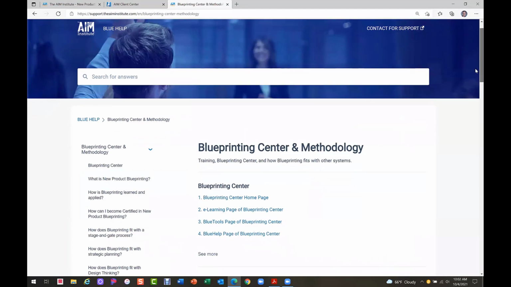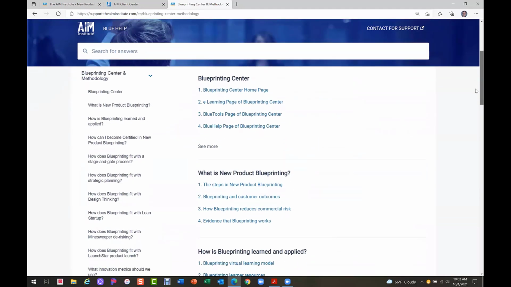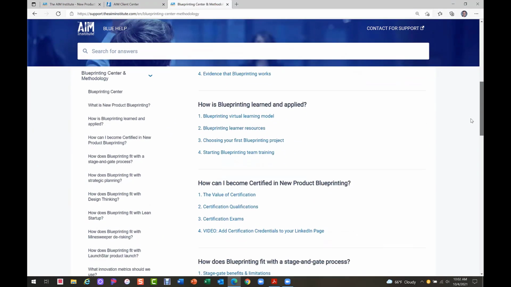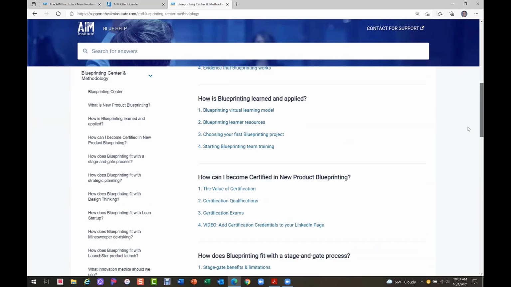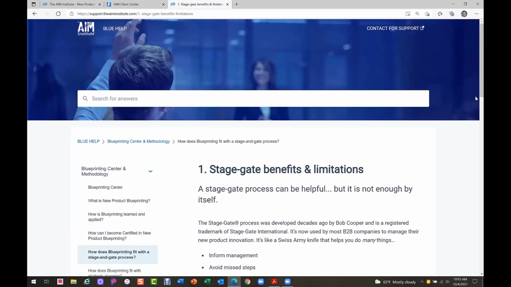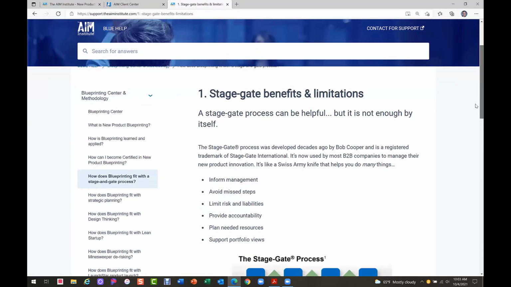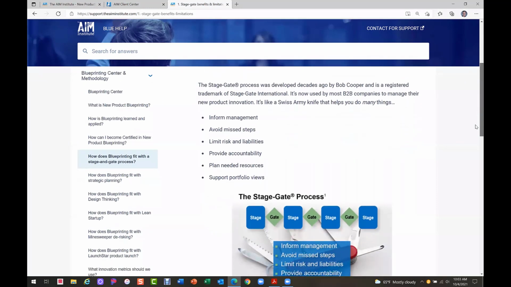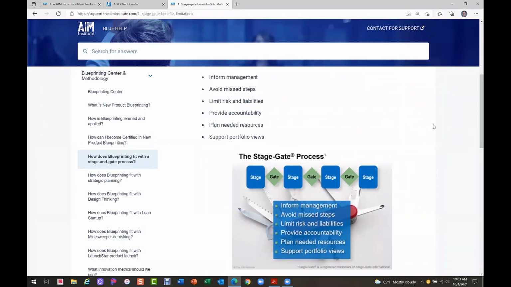So it's actually going to be in here. And as we look down the Blueprinting Center and methodology, pretty quickly, after some of this basic stuff, we get into how does it fit. And the first section we have is on the fit with StageGate. So the first thing, just to help with a little perspective, we have a little article on StageGate benefits and limitations. I call StageGate the Swiss Army knife of innovation because it does so many things. And there you see kind of a short list of all the things it does.